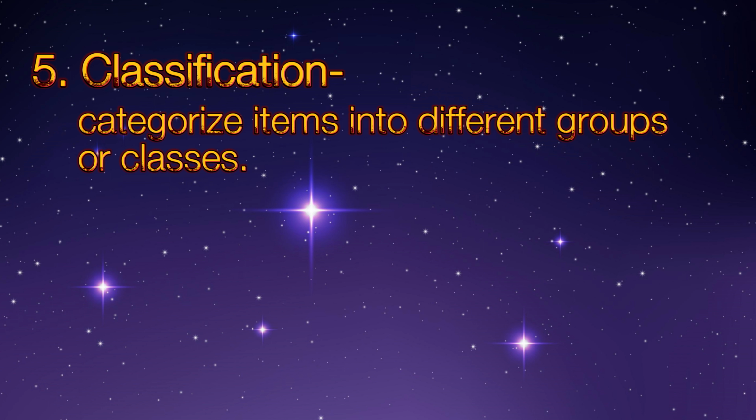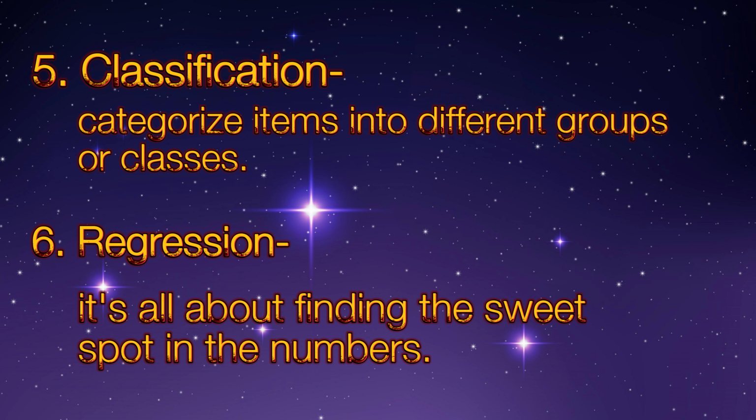The fifth one is classification. It's like playing matchmaker for data. Classification is when we categorize items into different groups or classes. The sixth one is regression. When we're predicting a continuous outcome, like the temperature or stock prices, that's regression. It's all about finding the sweet spot for the number.